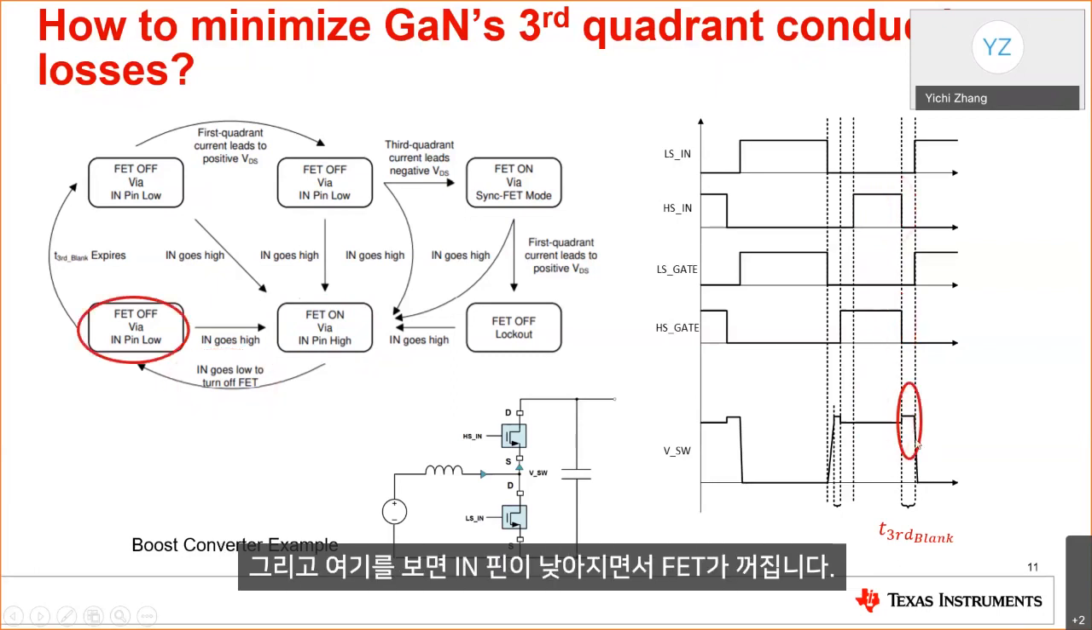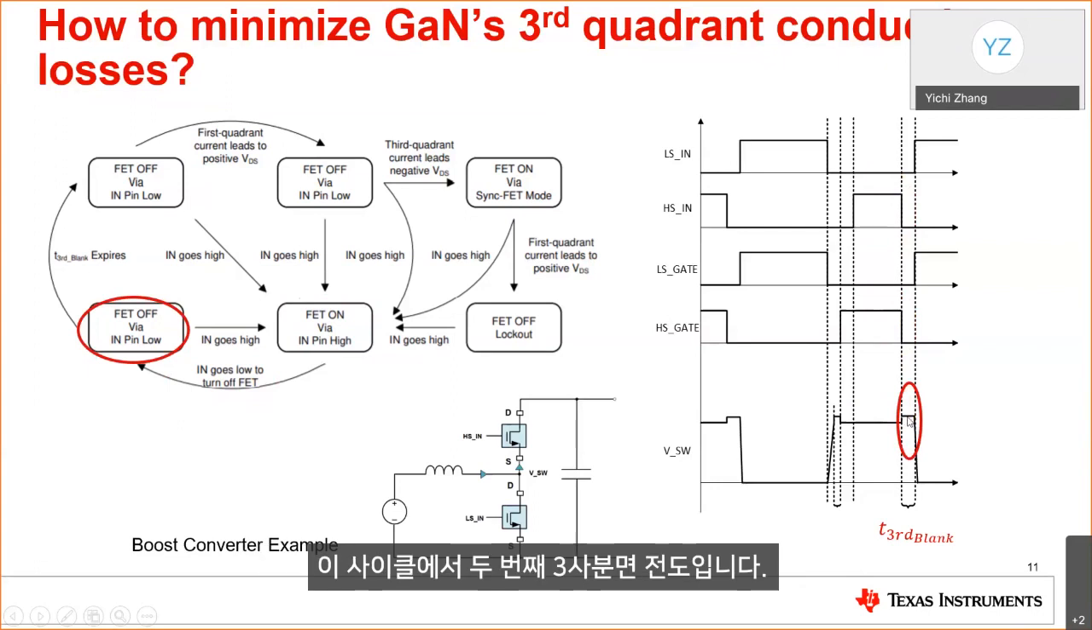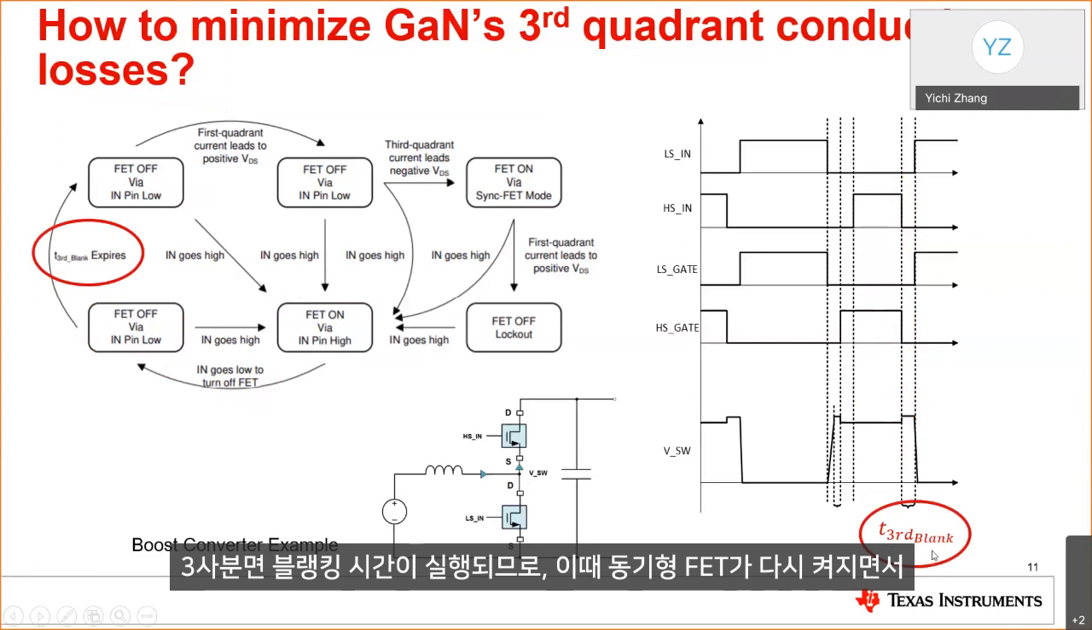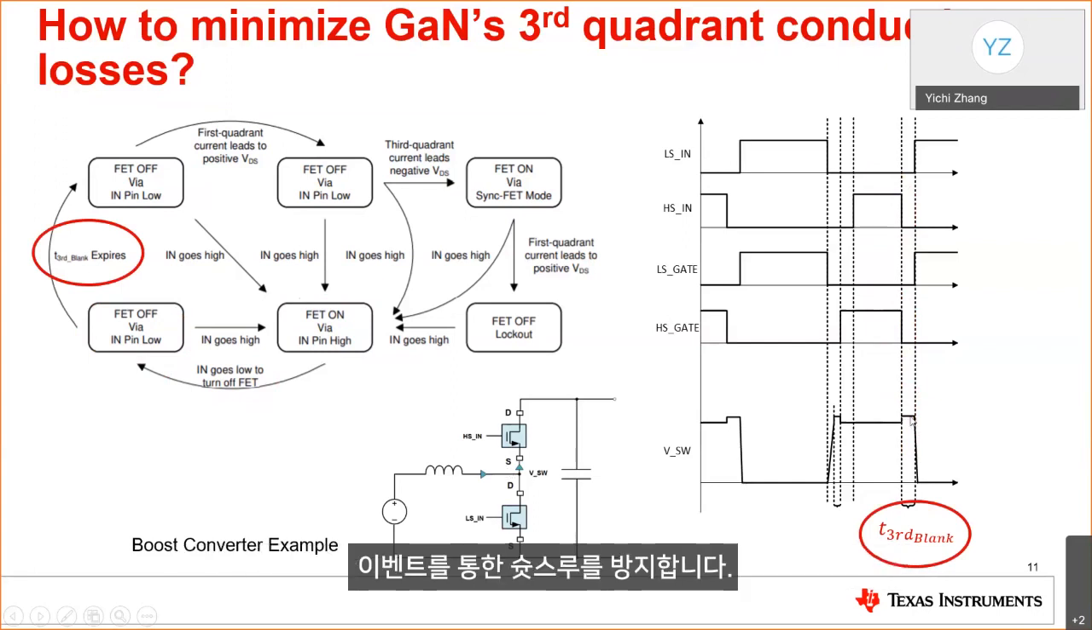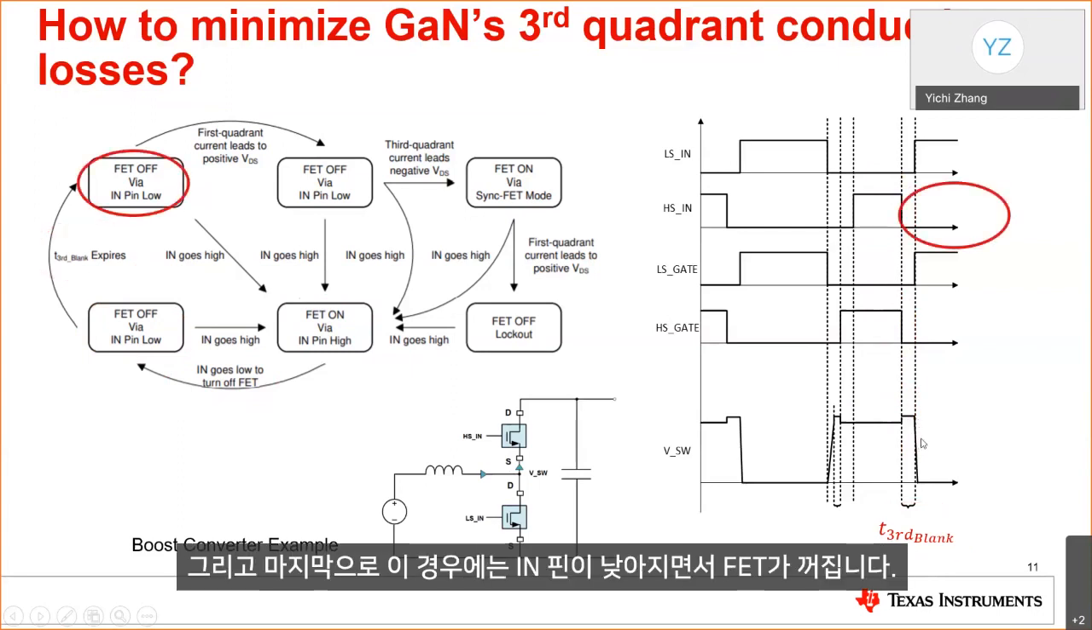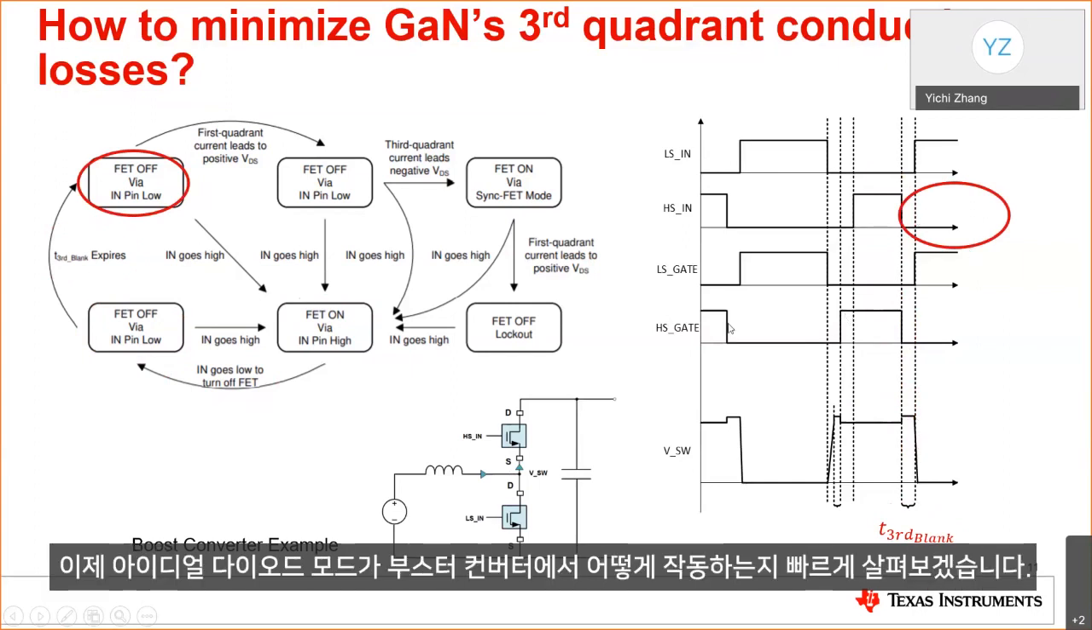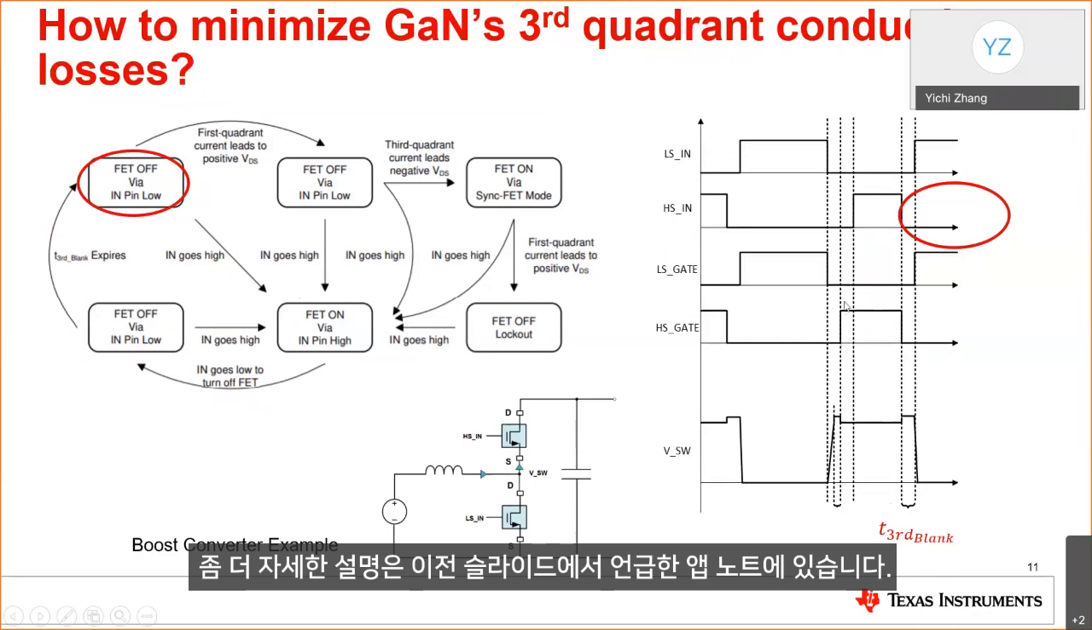And over here, you will have the FET off via in pin low. So this is the second third quadrant conduction in this cycle. And we do have a third quadrant blanking time implemented. It's to prevent the synchronous FET from being turned on again during this period, to prevent any shoot-through events. And lastly, you will have FET off via in pin low in this case. So this just quickly walks you through how the ideal diode mode works in a boost converter. And we do have more detailed explanation in the app notes mentioned in the previous slide.